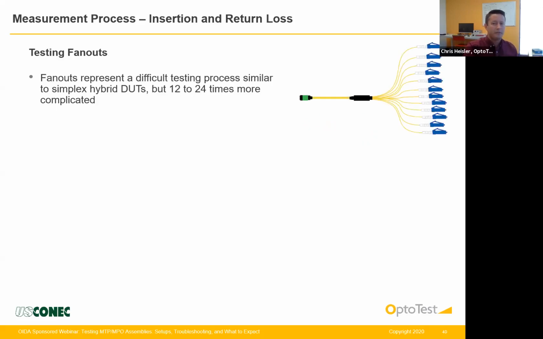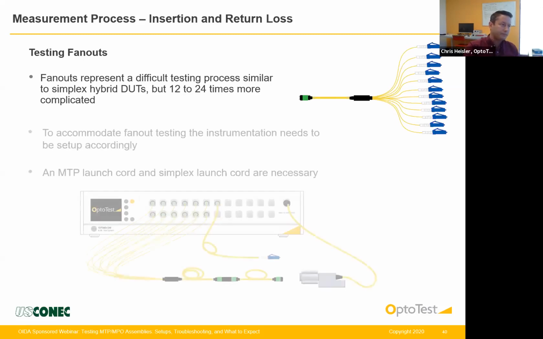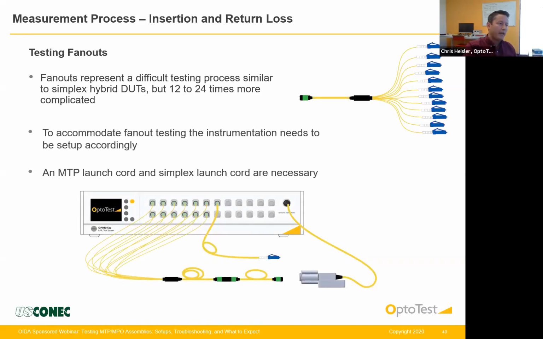Now moving on to testing fanouts. Fanout cables represent a difficult test process similar to testing hybrid simplex cables, but 12 or 24 times more complicated. These testing processes usually require a lot of cable movement and possibly exchanging optical power meter adapters depending on the connector types. To accommodate fan-out testing, the instrumentation needs to be set up accordingly. An MTP launch cord and a simplex launch cord are necessary.